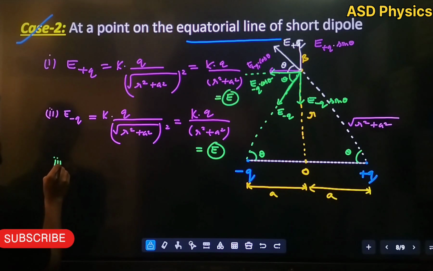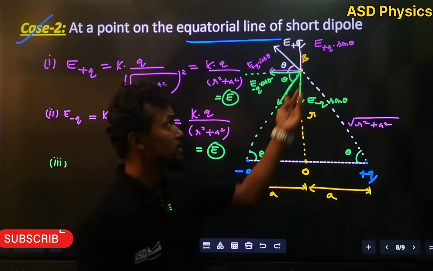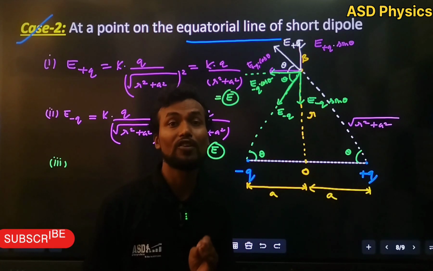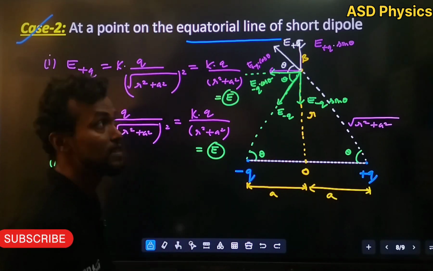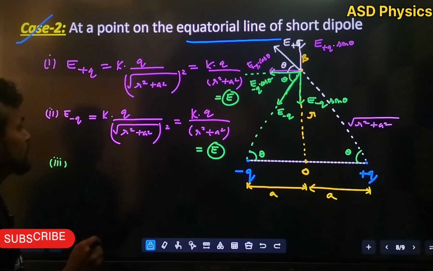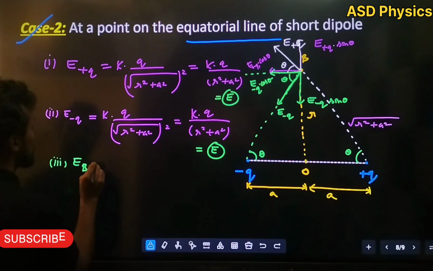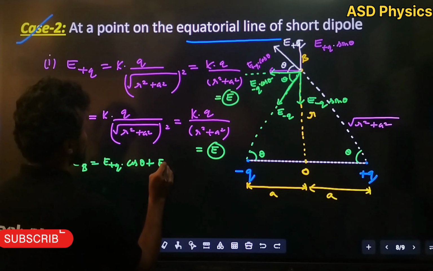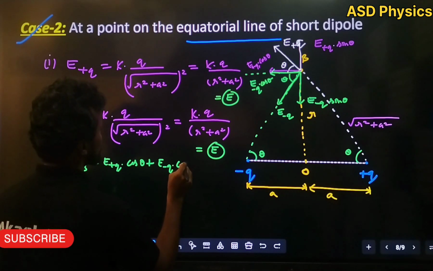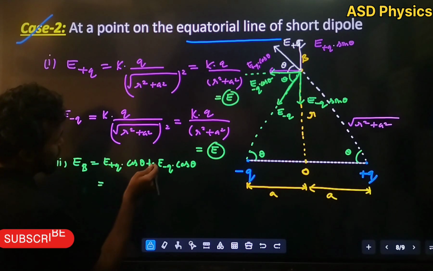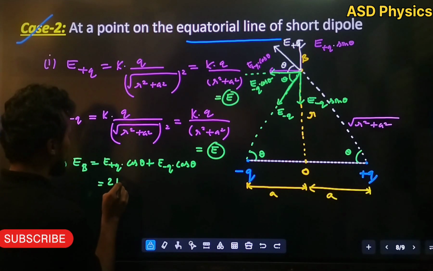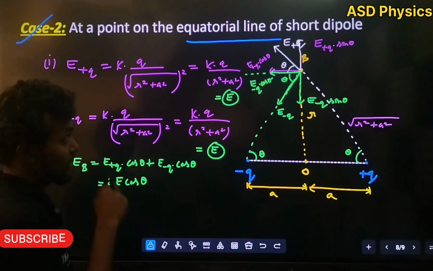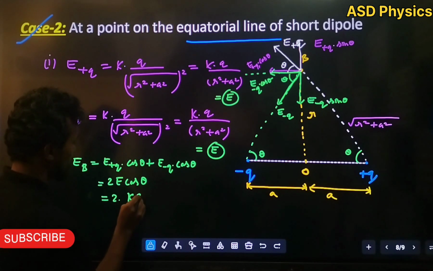Now, third, by symmetry the vertical components of the electric field will cancel out and the horizontal components will add up. Hence the resultant electric field at point B is EB equals E plus q cos theta plus E minus q cos theta. You know very well E plus q and E minus q are the same, so this is 2E cos theta. Now let's put the values. This is 2, and the electric field value is how much here? See please.